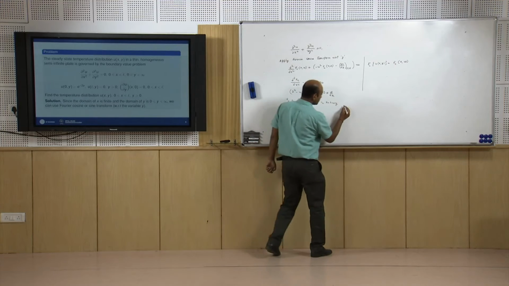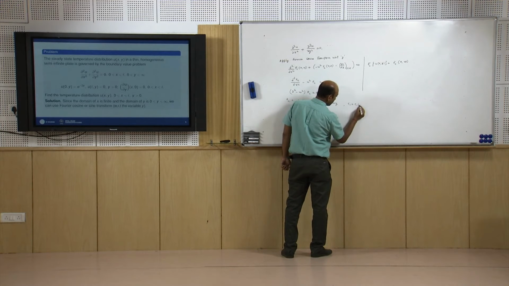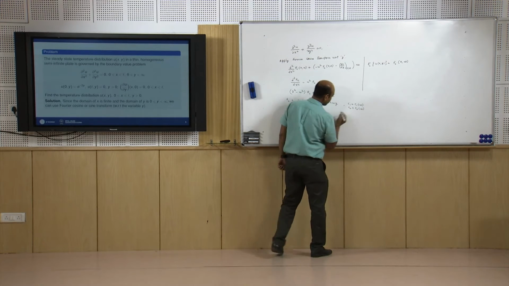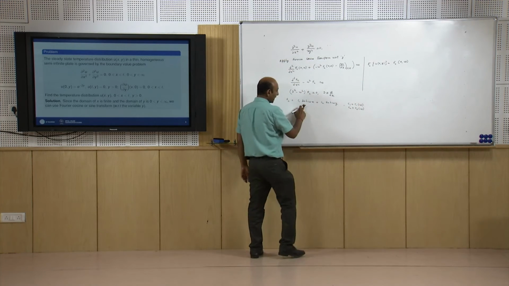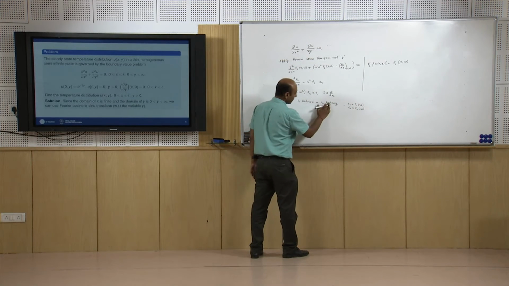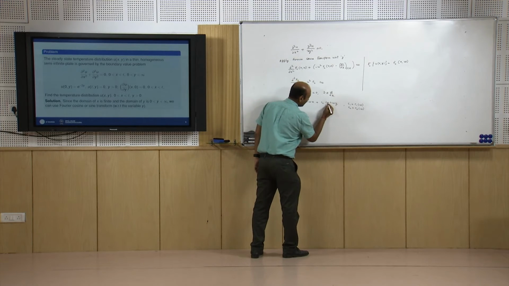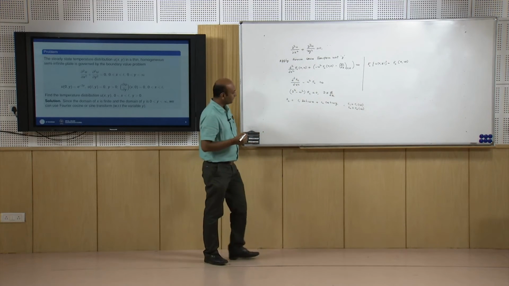So, c1 and c2 are functions of omega. So, it is c1 sinh omega x plus, sorry, it is cosh. So, it is c2 cosh omega x.